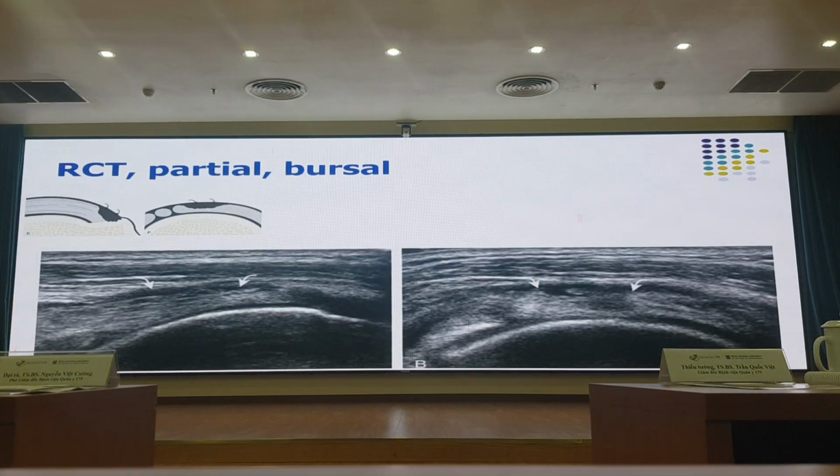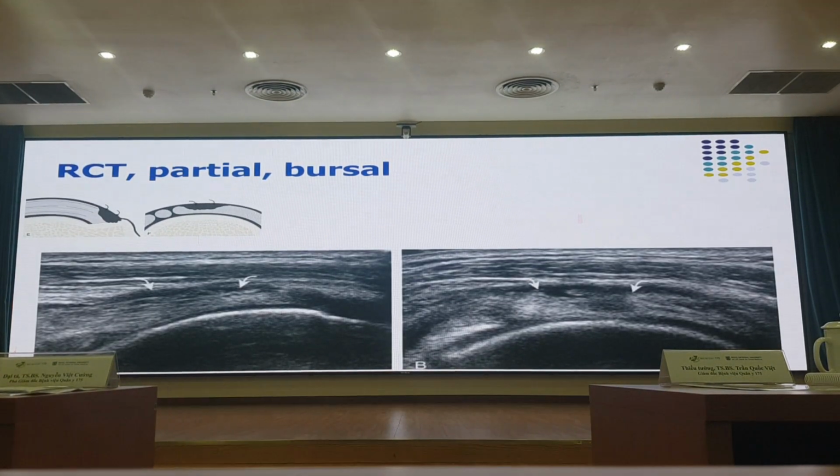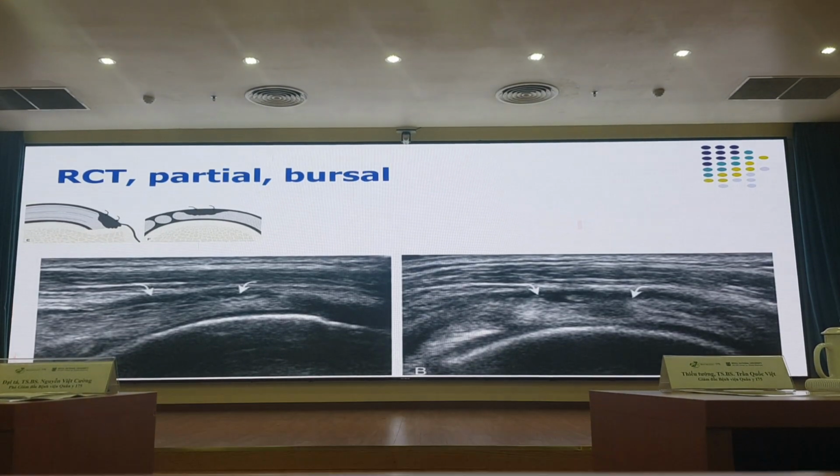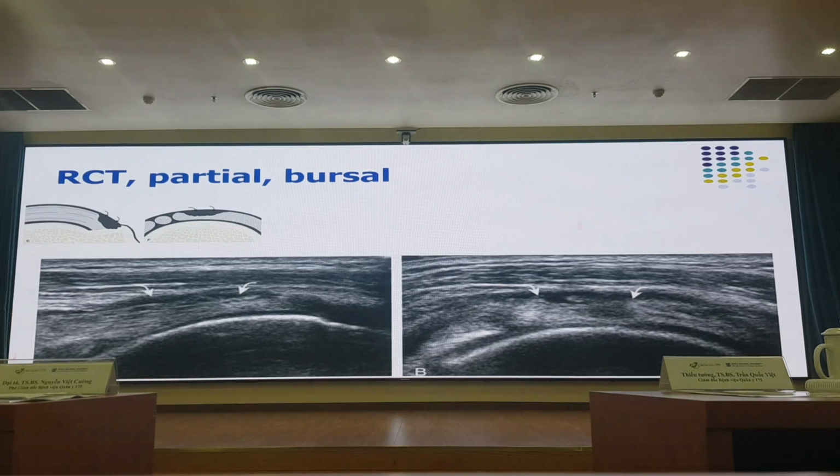And this is the dorsal side partial tear. You can see the hypoechoic region in the dorsal side, and you can see the fluid collection around there.